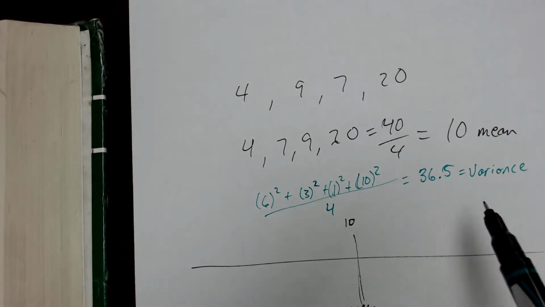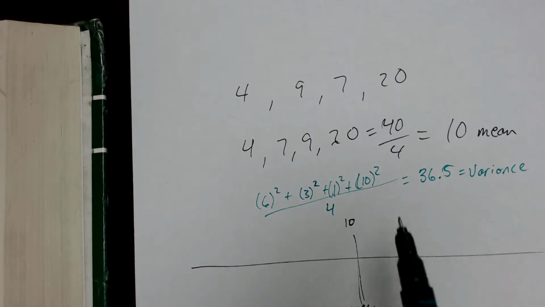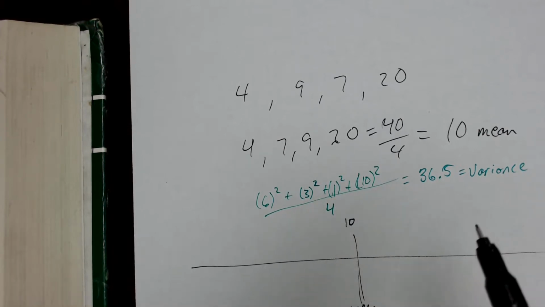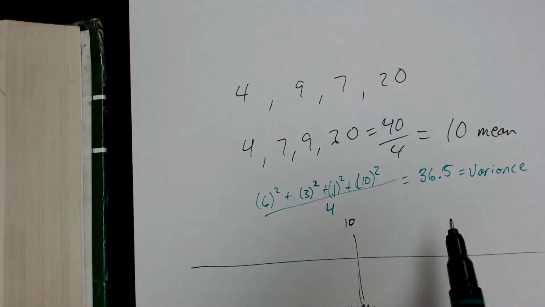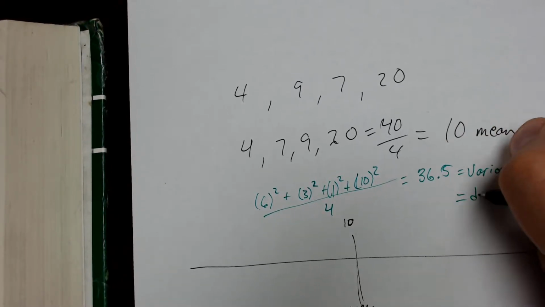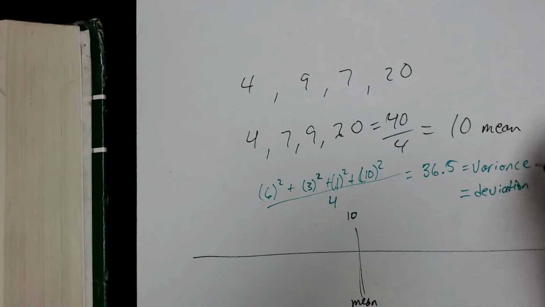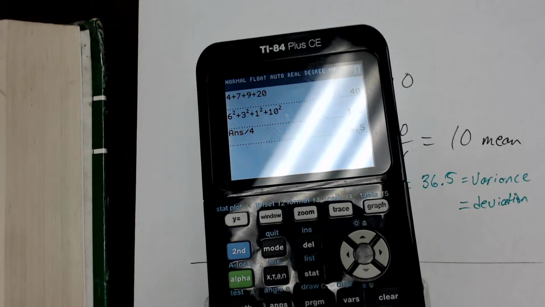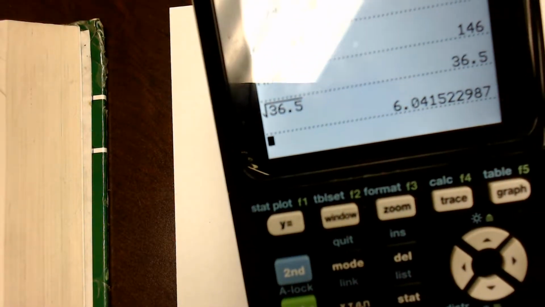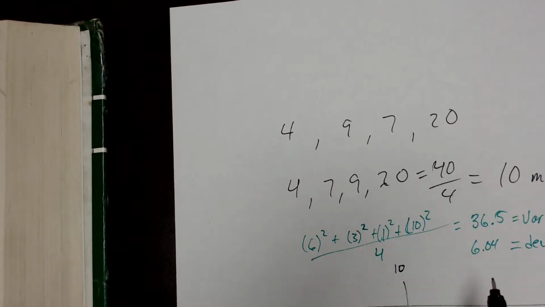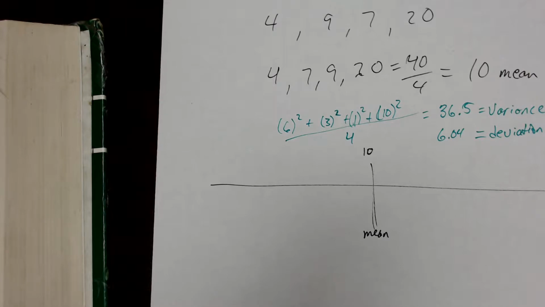Now you'll notice this number, 36.5, our variance, is way big. If we look at our original data, none of these numbers are 36.5 distance away. That's why this is called the variance number. This is not our standard deviation. To find our deviation, we take the square root of the variance. So our deviation is the square root of 36.5. Again, calculator. You'll notice for statistics we use a calculator for just about everything, and that gives me an answer of 6.04. So my actual standard deviation is 6.04.